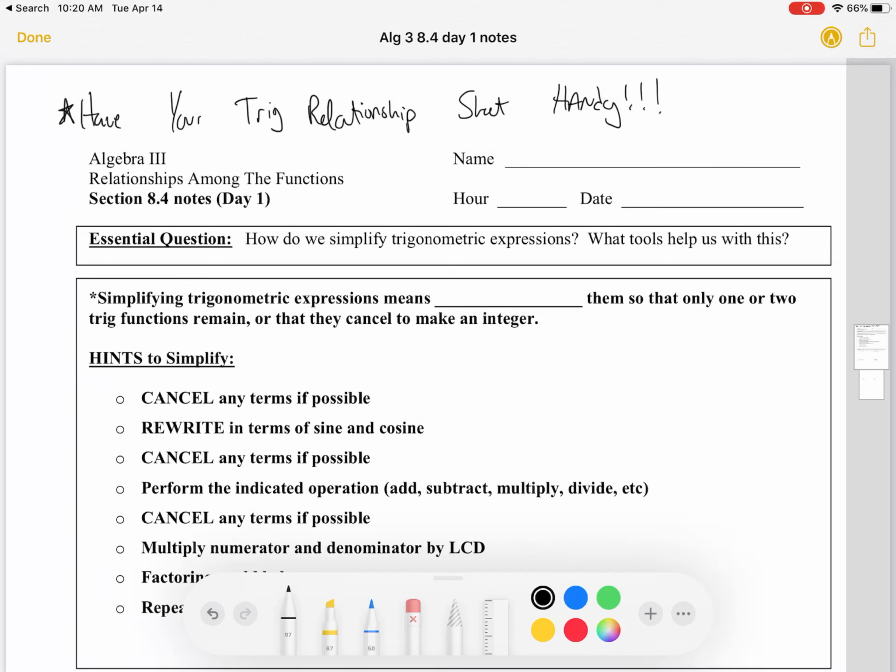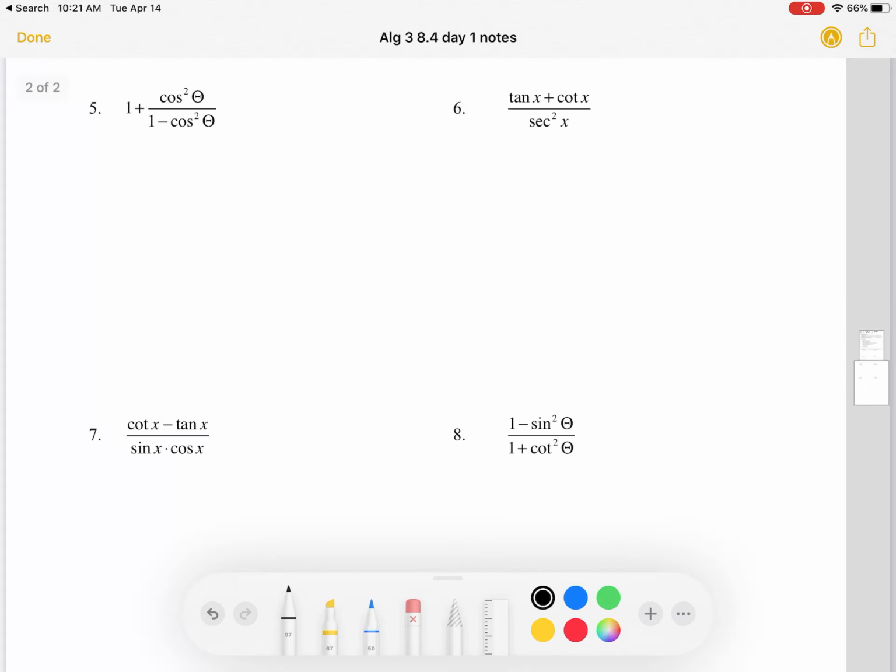Hey everybody, so today we're going to be talking about simplifying trigonometric expressions. I'm going to walk you through the process. We're going to do 4 or 5 example problems, then you're going to have 4 or 5 problems to do on your own. So to start with, what does simplifying a trigonometric expression mean?